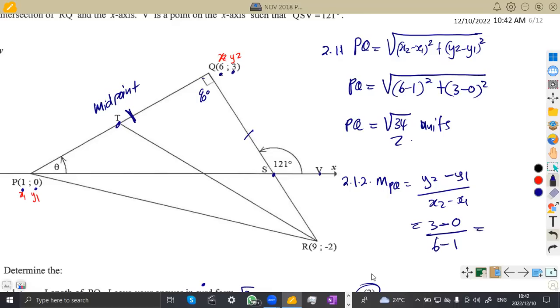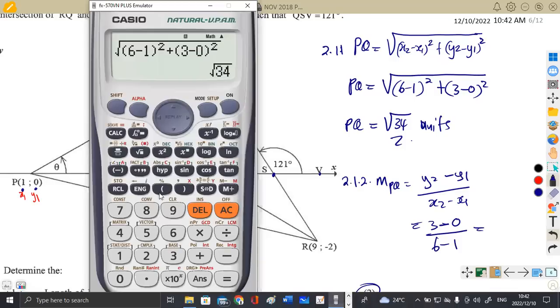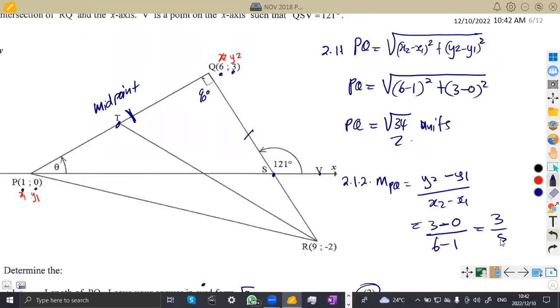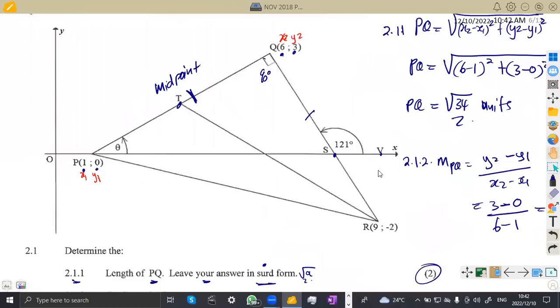All right, so from there, we can obtain the gradient. You can just use your calculator here. 3 minus 0, which is 3. Then 6 minus 1, that's a 5. Or you can just use your calculator direct. We are going to obtain 3 over 5. All right, so that was the gradient of PQ. All right, sorry for that. Okay, it's supposed to be like this.